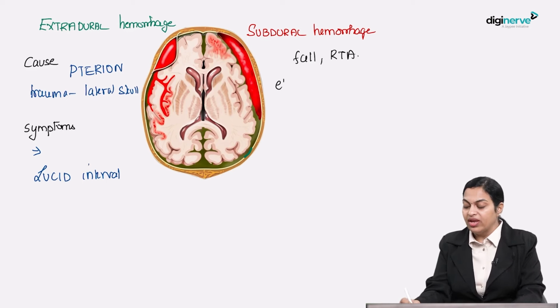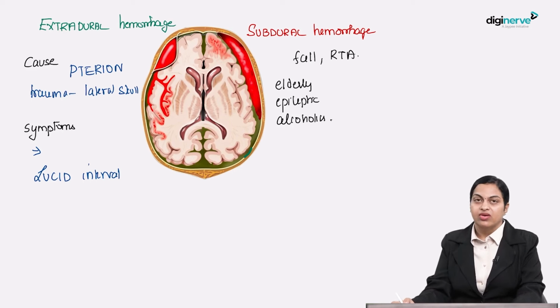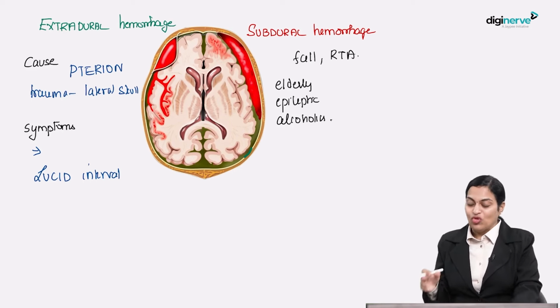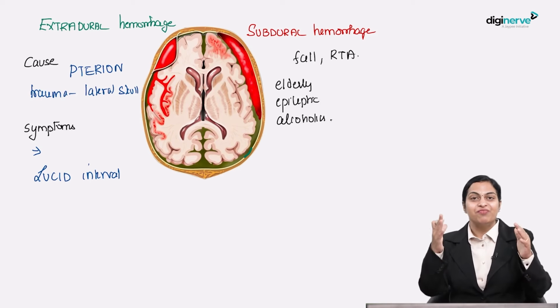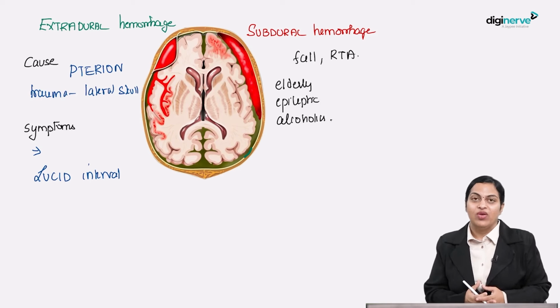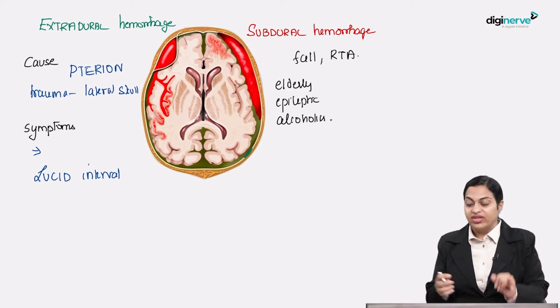And very common in elderly, epileptic patients, and alcoholics, right? So here again, there can be altered cognition. So you should be definitely able to identify whether it's extradural hemorrhage or subdural hemorrhage just by looking into the picture, okay? And yes, what are the types of hemorrhage?